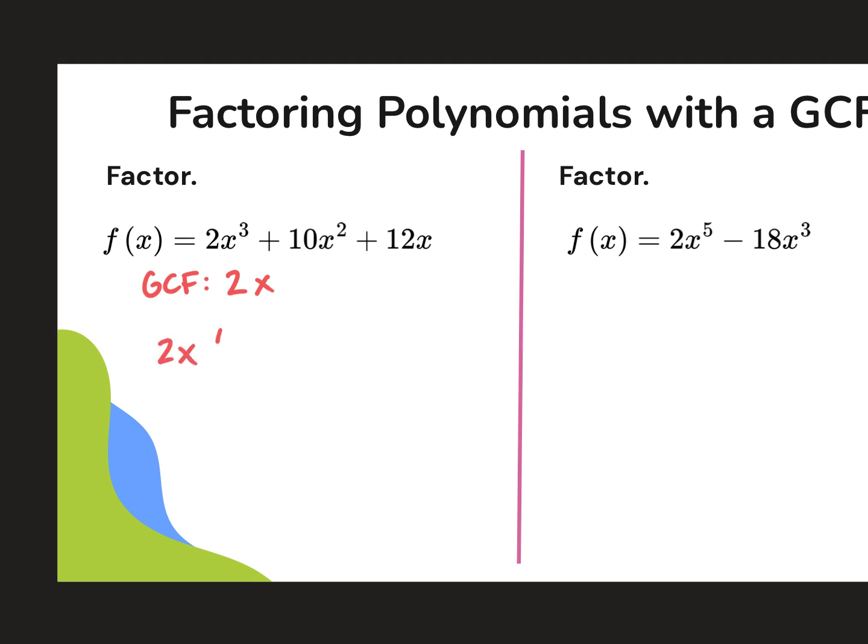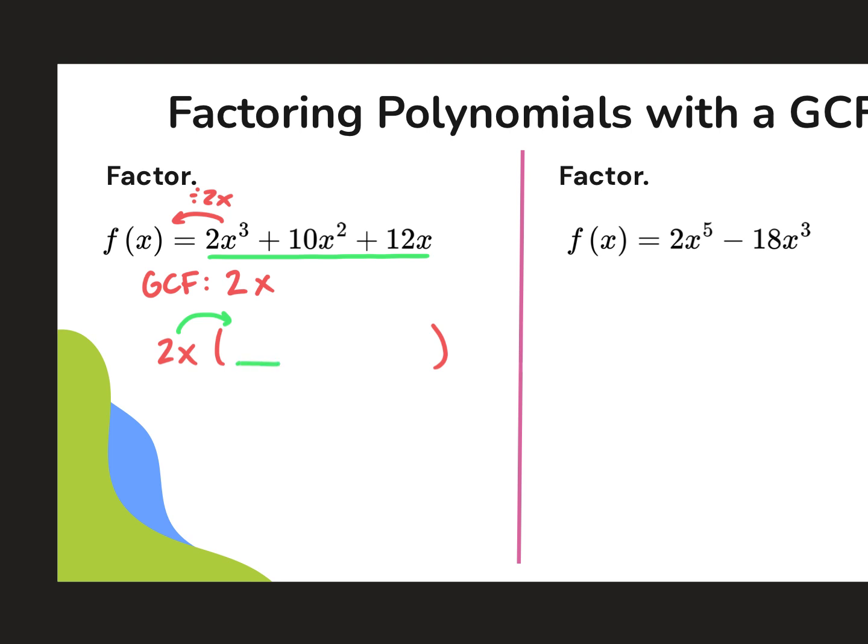That 2x is going to go out in front, and in my parentheses I'm going to have what's left after I divide each of those terms by that 2x. Another way that you can think about what's left over in the parentheses is to think about distributing. If I were to distribute that 2x back in, I should end up with the function or polynomial that I started with. So that might be a helpful way to approach it.